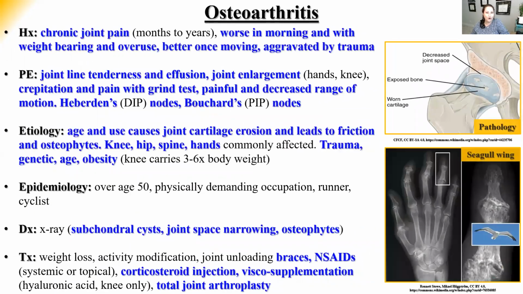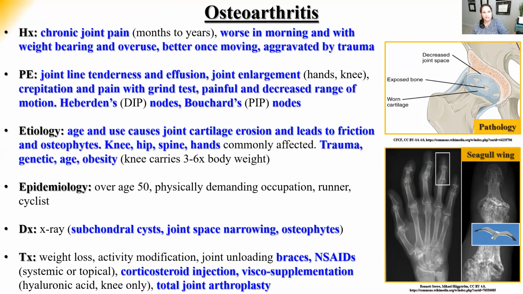Next, we have osteoarthritis. We get osteoarthritis from hard work and birthdays. Remember, this is different from rheumatoid arthritis, which was autoimmune complexes in the joint. So in osteoarthritis, this is chronically developing joint pain, months to years. Typically it is worse in the morning and worse with weight bearing and overuse. So if they do a lot of things like crochet or knit, or they're really hard on their hands. It usually gets better once you get moving, and it can be aggravated by trauma.